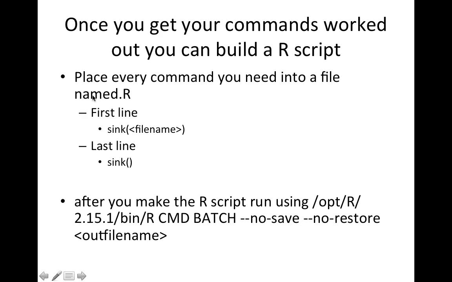Once you have this file named .r or outfile.r, whatever you want to name it, you can run the R script using opt R this information, so that tells it to run it using this R, and then you're going to tell it, I'm giving you a command line batch script. Don't save any of the information other than what you tell it to save in the script, and don't restore anything from the previous R run. And then this out file name is whatever you named it, name.r. And that will cause R to run it automatically.